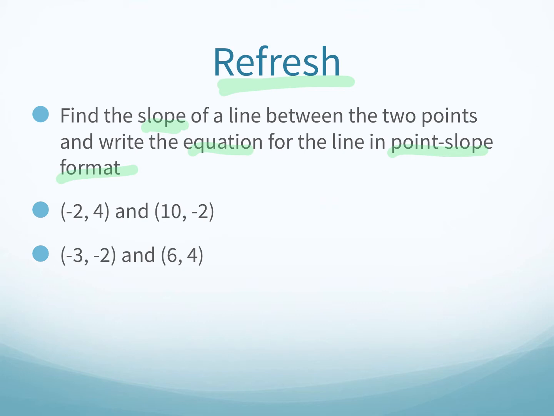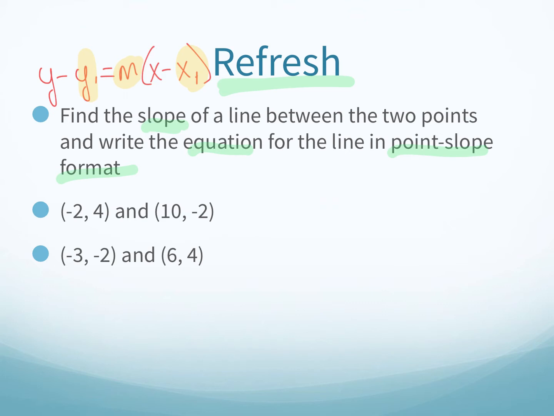So, reminder that point-slope format is y minus y1 equals m times x minus x1. Okay? Reminder that y1, m, and x1 are the parts of this equation that will be replaced. So, first thing we need to do is find the slope.